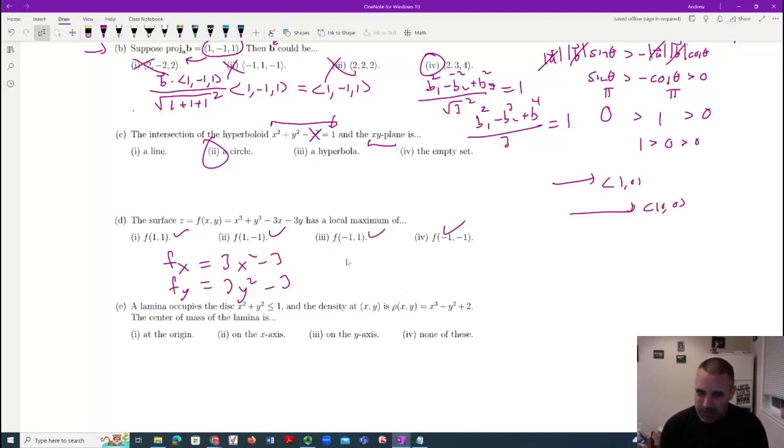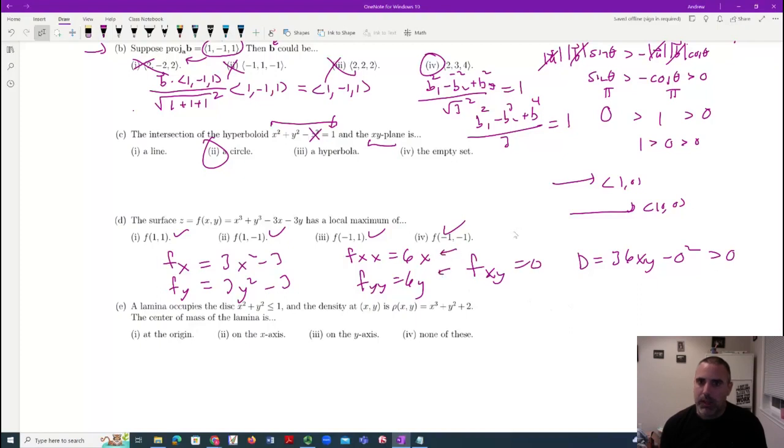So now we're switching to the second thing, which is how can we tell if something's a local maximum? Well, now we've got to compute the second derivatives. This is 6y. Xy is 0. So we're looking for the one where D is positive, and D would be 36xy minus 0 squared. We need this to be positive, and we need these to be local maximums, concave down. We need those to be negative. Both of them. So which of those numbers make both of these negative? Only this one. Done. A lamina, okay, this is a center of mass question, so we won't ask it.